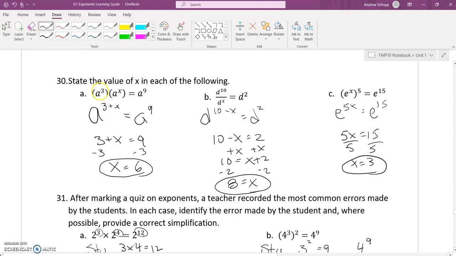And then for 30, nothing too crazy here, just testing your understanding of the exponent laws again. If we have a to the power of 3 times a to the power of x, we know that we have the same base, so we are going to be adding the exponents. So that would be a to the power of 3 plus x.